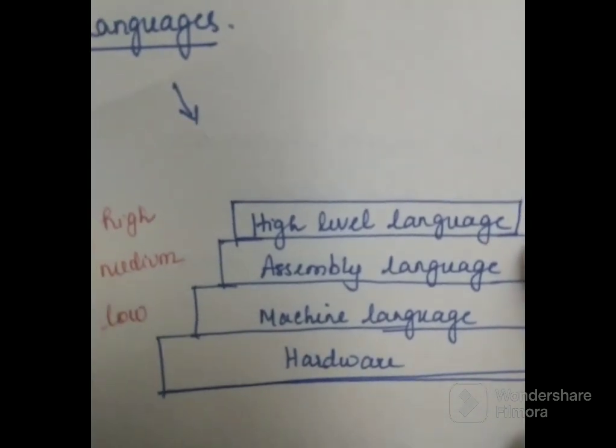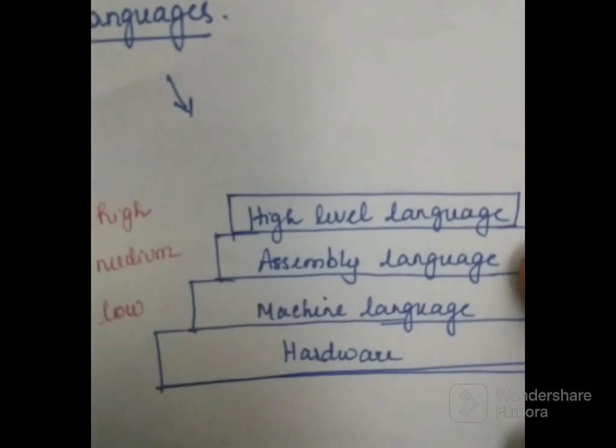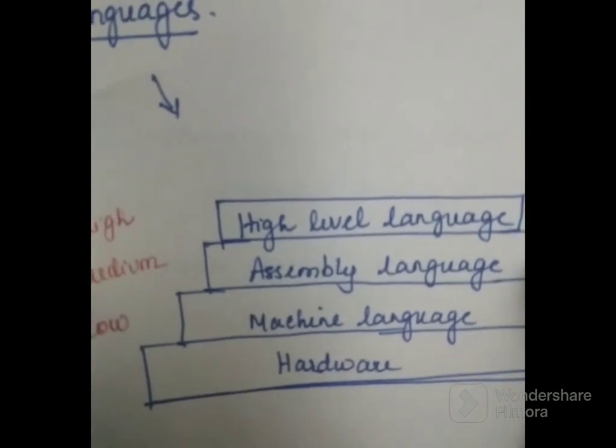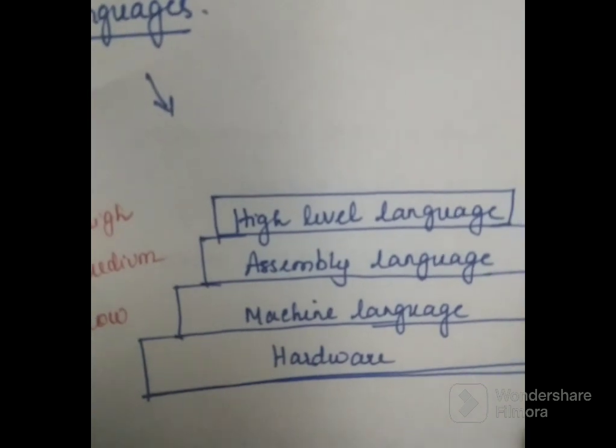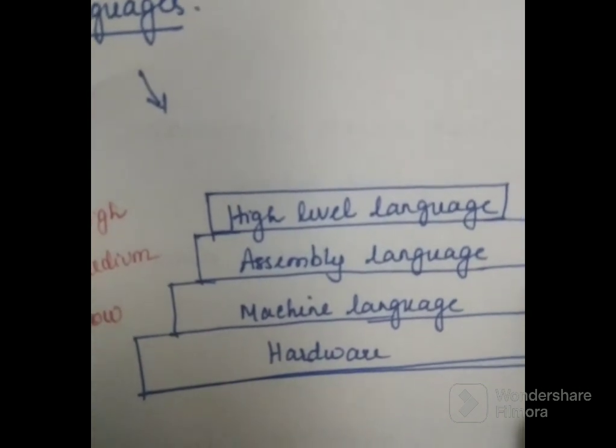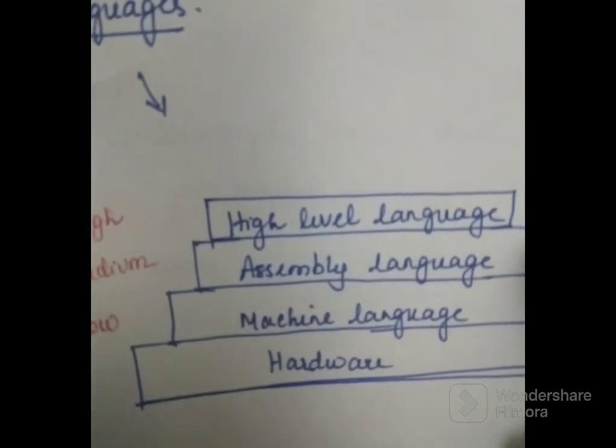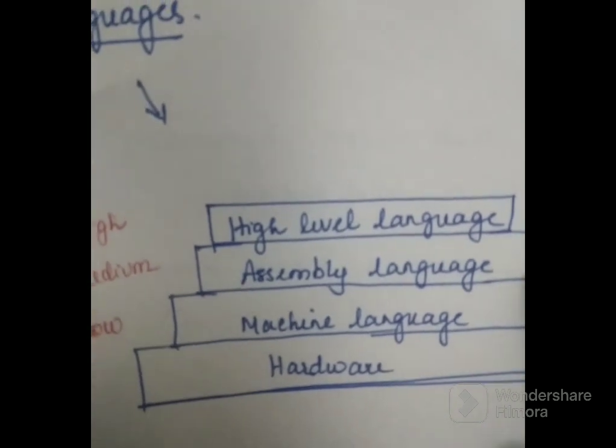And next comes the middle level language, that is assembly language. Here mnemonic codes, that is symbols and letters, are used. For example, add, sub, mul, etc. And the assembler is the system software here.